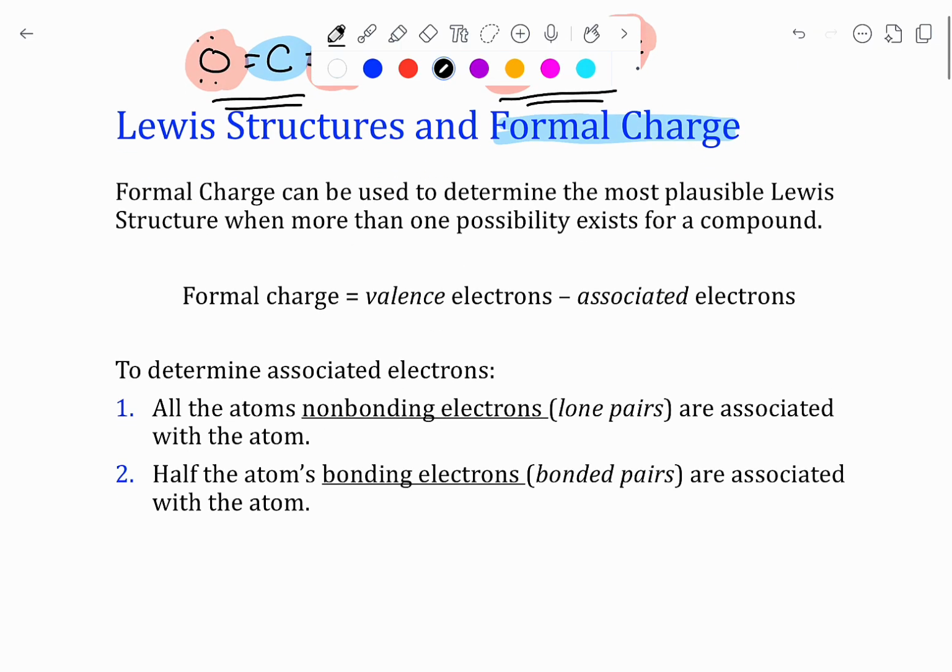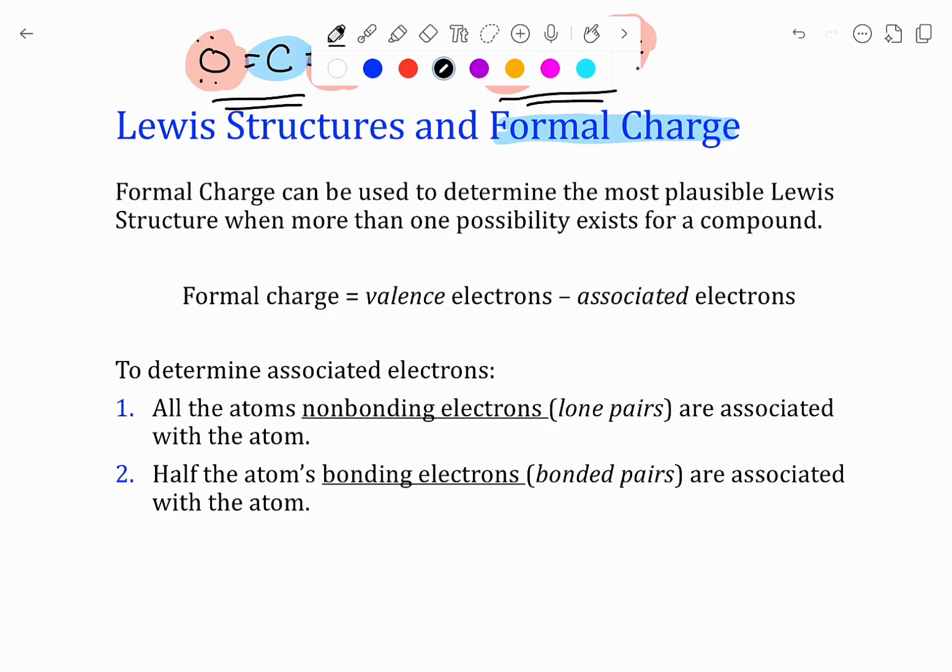Formal charge is going to be used to determine the most plausible Lewis structure when there's more than one possibility that exists for a specific compound. Essentially, what we want to do is look at the individual elements within that structure and decide which one is going to give the best formal charge. And in this case, the best formal charge is closest to 0. Okay, so that's either exactly 0, minus 1, or plus 1. That's our preferred formal charges.